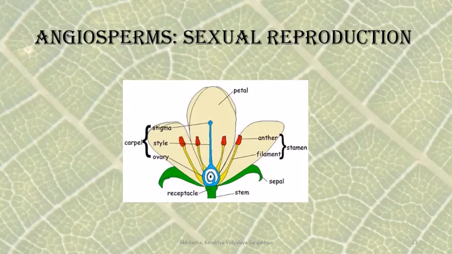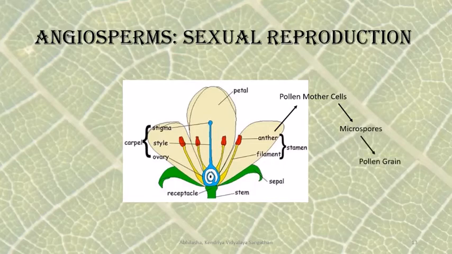Stamen is the male sex organ in a flower. It comprises a stalk known as the filament and the anther at the tip. The anther contains the pollen mother cells. The pollen mother cells divide by meiosis and form the microspores. These form the pollen grain. The microspores mature into pollen grains.